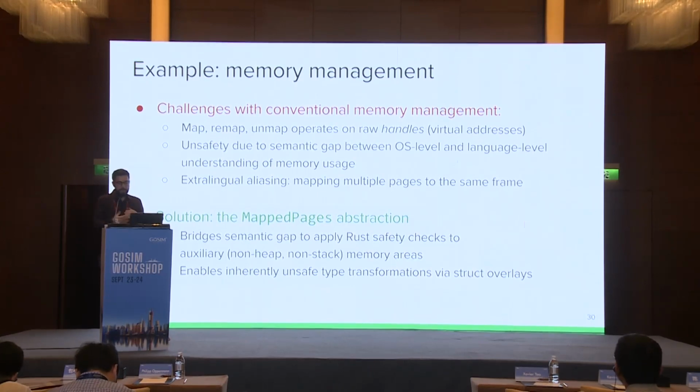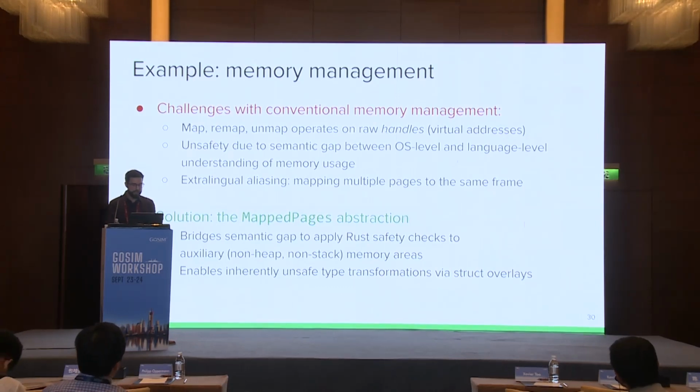This causes what I call extralingual aliasing, which is aliasing beyond the language level. I gave some examples of that before, but one example here would be mapping multiple pages to the same frame. So that violates Rust's rule of aliasing XOR mutability, right? You can have one or the other, but not both at the same time. So our solution to this is an abstraction that I call mapped pages. I think it's a pretty self-explanatory name.